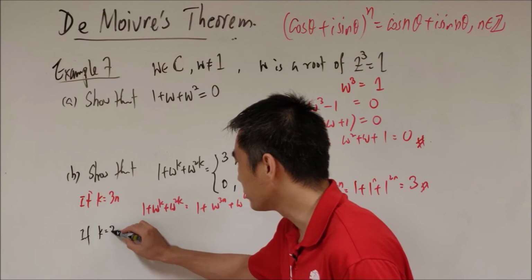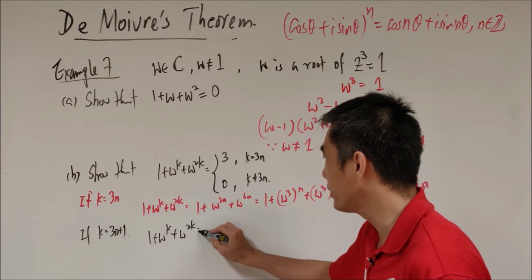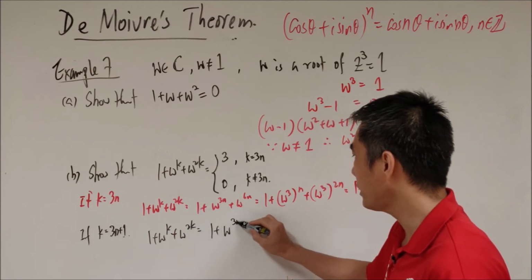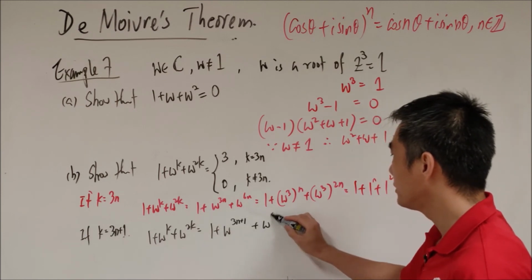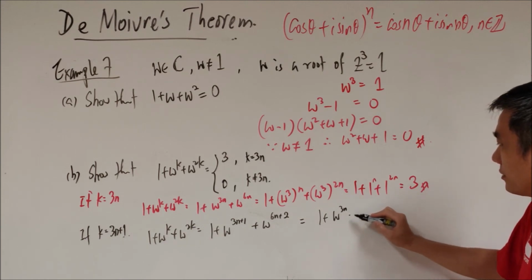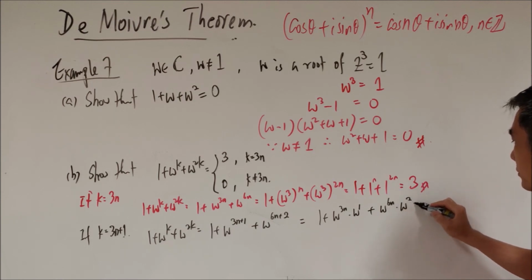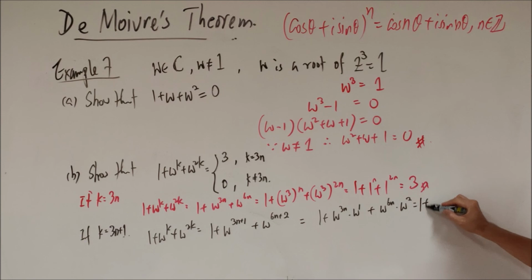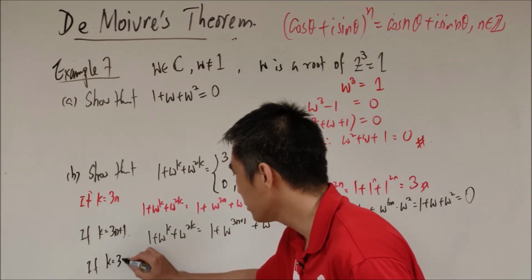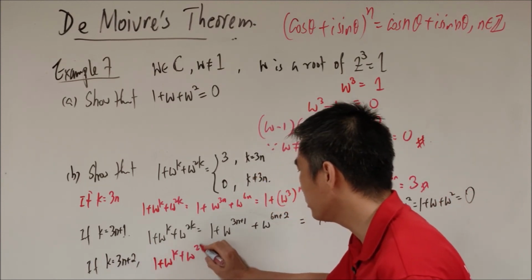So if k equals 3n plus 1, 1 plus W^k plus W^2k will equal 1 plus W^(3n+1) plus W^(6n+2). And in this case, this is W^3n, and this is W^1. This is W^6n, this is W^2. And since this is equal to 1, I will have 1 plus W plus W squared, and I already know that this is equal to 0. We are done.